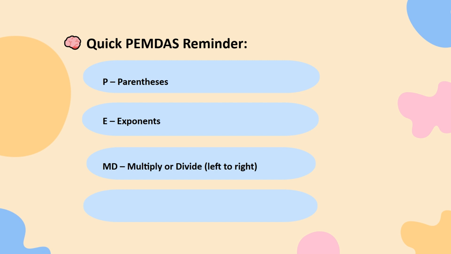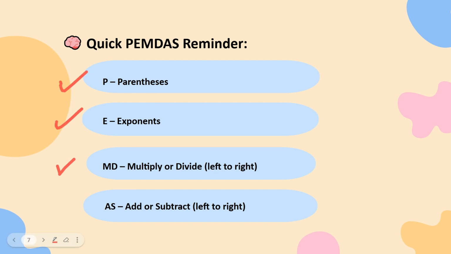So MD is multiply or divide from left to right. And lastly, of course, is AS, which means add or subtract. Addition or subtraction is also possible. Add or subtract from left to right. Now, we will always follow this order when simplifying expressions. So always remember that we should always follow this order whenever we are simplifying expressions.